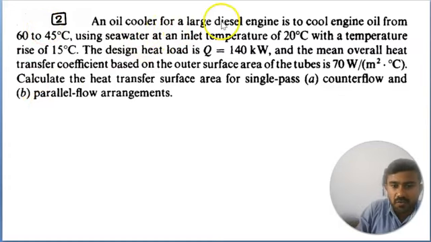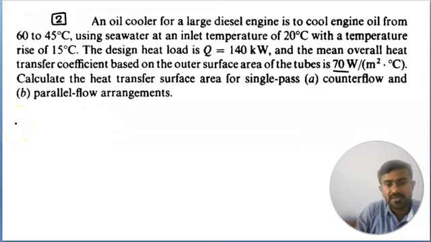An oil cooler for a large diesel engine is to cool engine oil from 60 to 45 degrees using seawater at an inlet temperature of 20 with a temperature rise of 15. The design heat load is 140 kilowatt and the mean overall heat transfer coefficient is 70 watt per meter square per degree Celsius. Calculate the heat transfer surface area for single pass, counterflow and parallel flow arrangements.